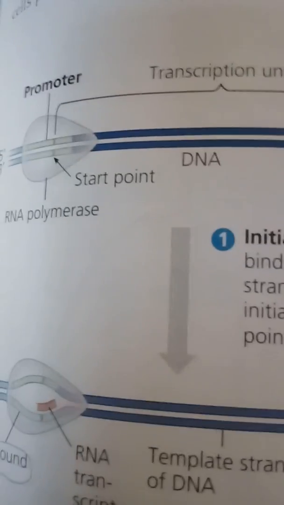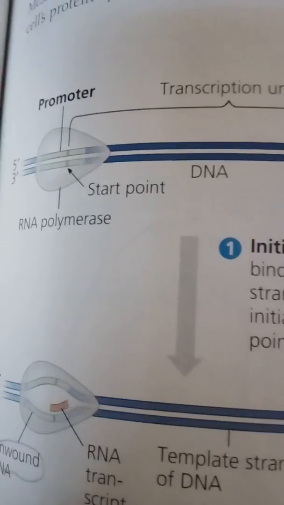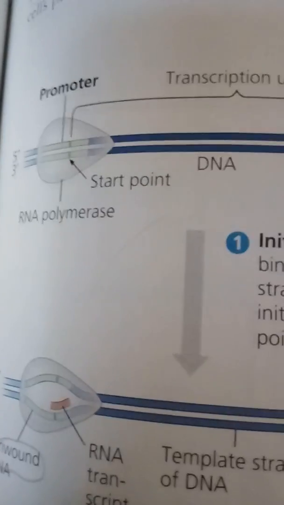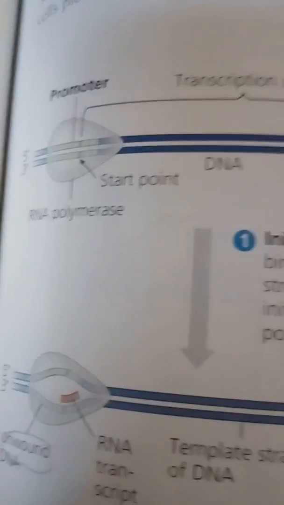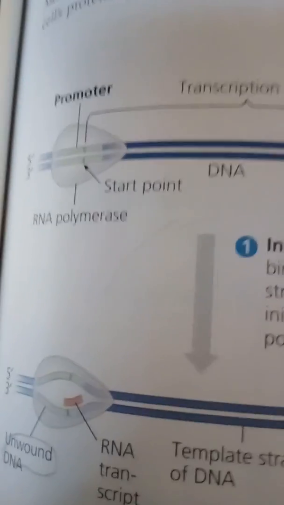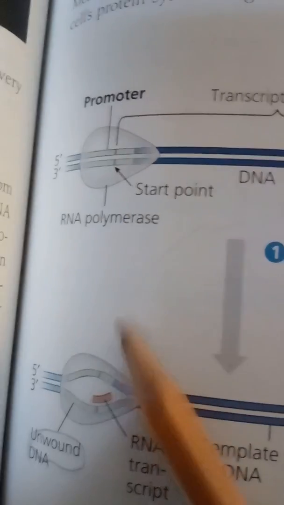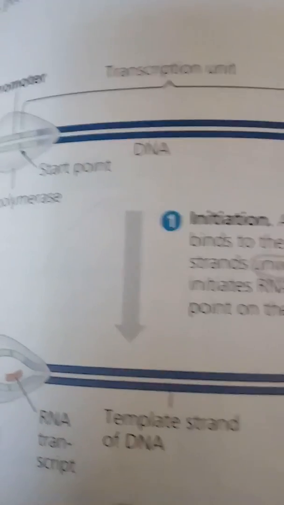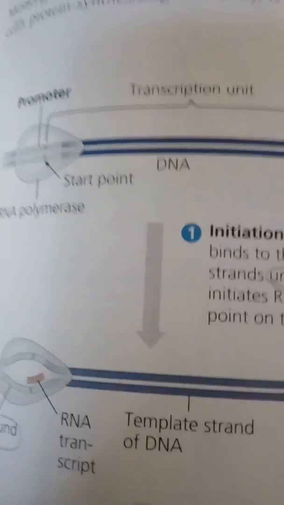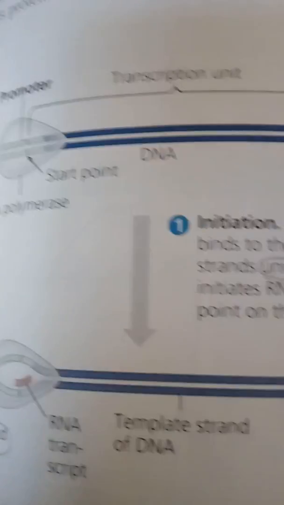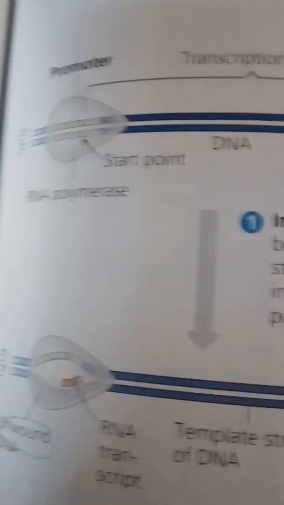Like the DNA polymerases that function in DNA replication, RNA polymerase can only assemble a polynucleotide in its 5 to 3 direction. Unlike DNA polymerases, however, RNA polymerases are able to start a chain from scratch. They don't need a primer.